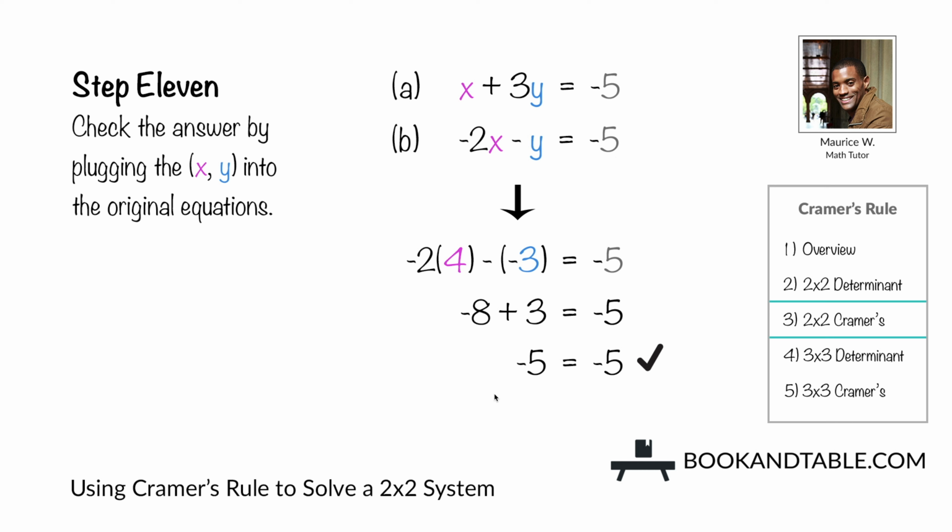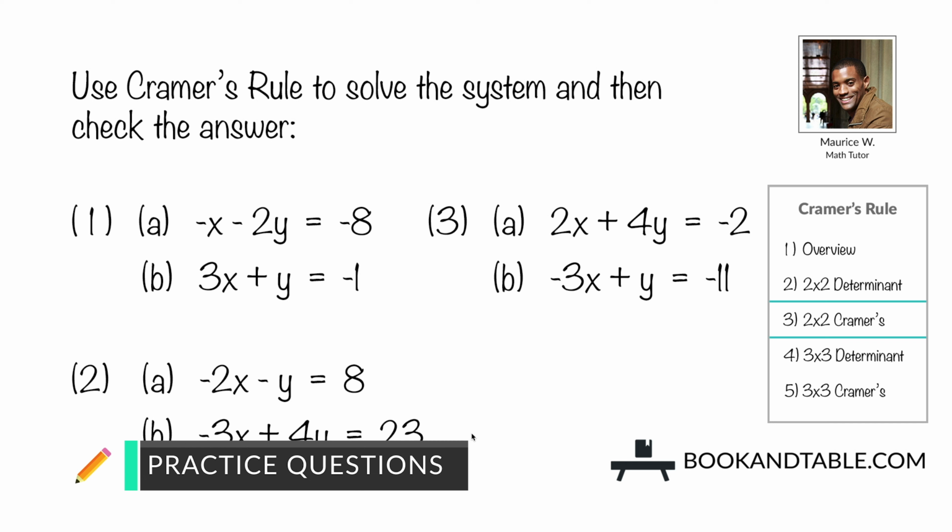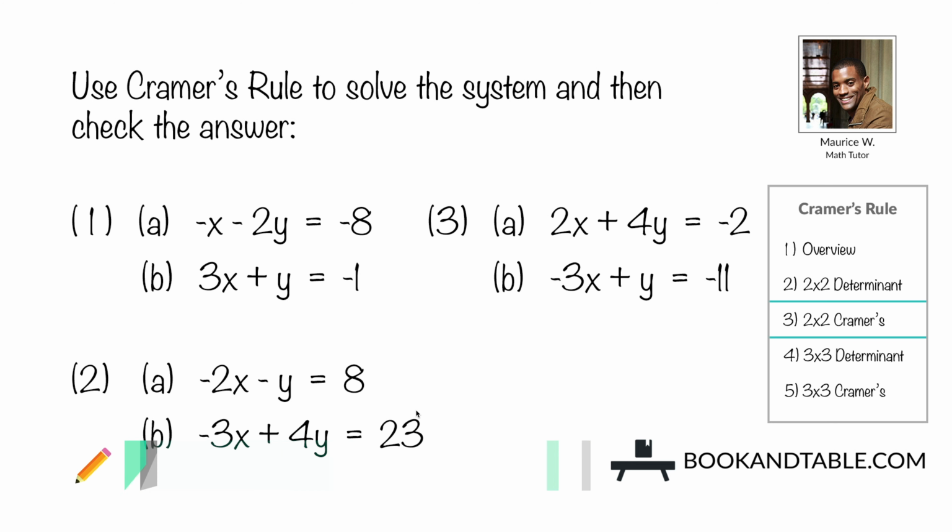So that is how you go about using Cramer's rule to solve a 2x2 system. Let's now have you try a few practice questions. Use Cramer's rule to solve the system and then check the answer. Question number 1, equation A, negative x minus 2y is equal to negative 8. Equation B, 3x plus y is equal to negative 1.